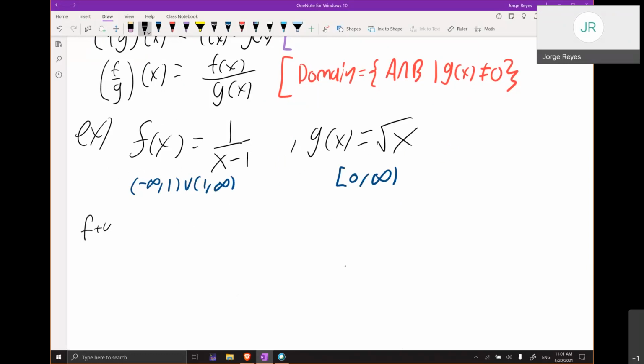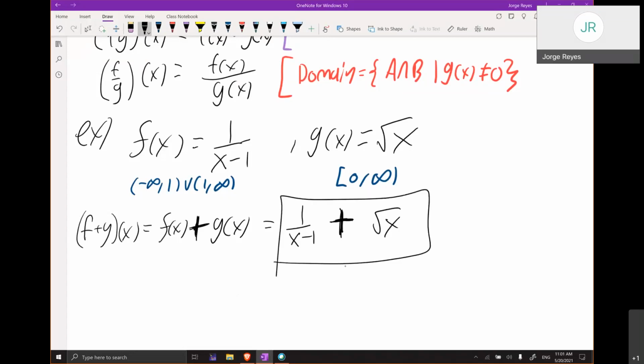So f plus g of x is going to be f of x plus g of x, which this is f, this plus is the giant plus, and this is g. And ta-da, we're done. That's it. That's not complicated.